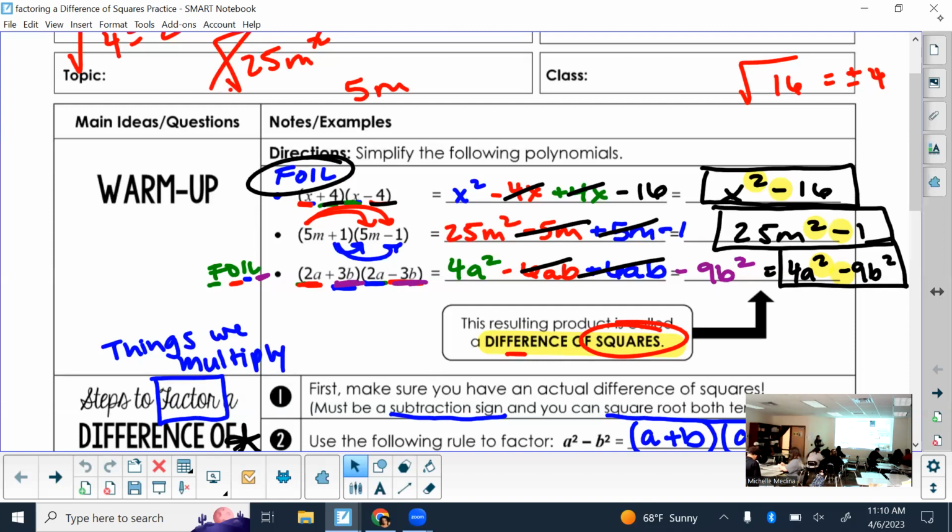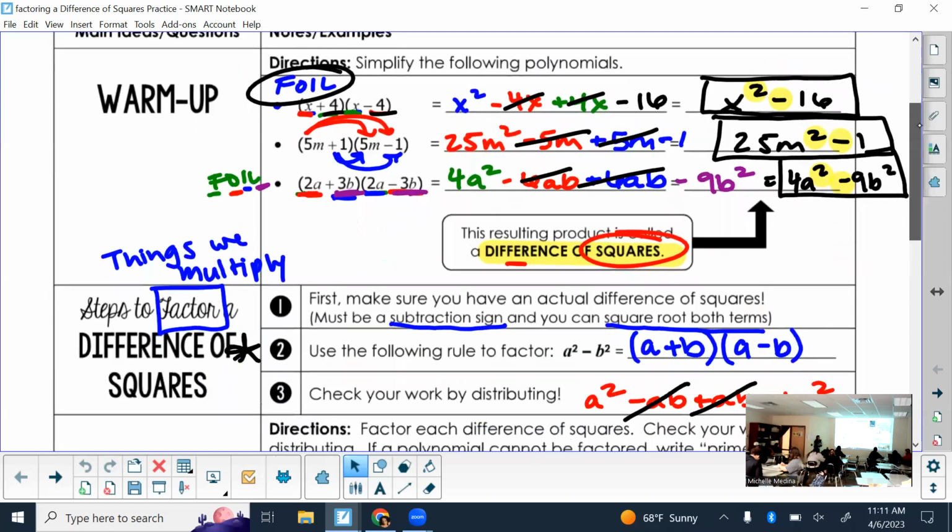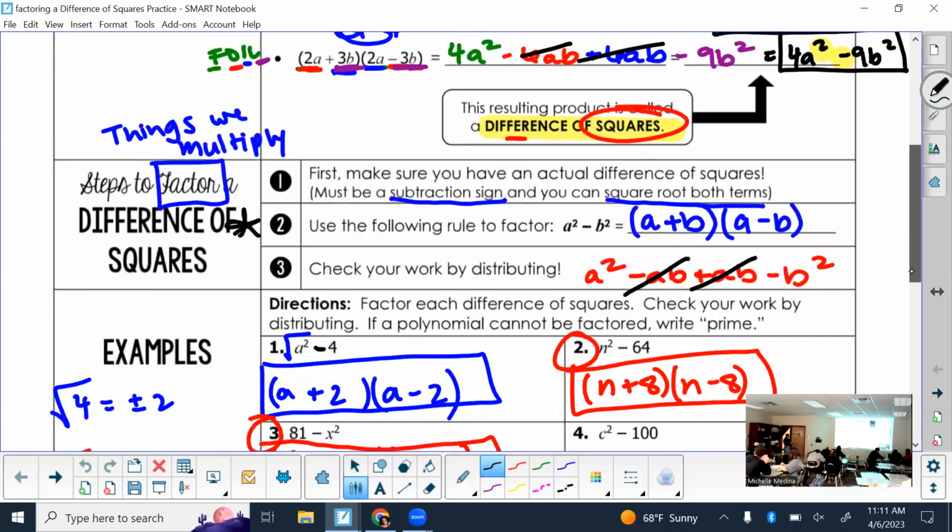So in order to do that, you have to know, is this a difference of squares? So what does difference mean in that? It has to have a minus sign in between if it is a difference of squares. And it has to have perfect squares, meaning if I take the square root of it, I get whole terms. So for example, we did a few yesterday.